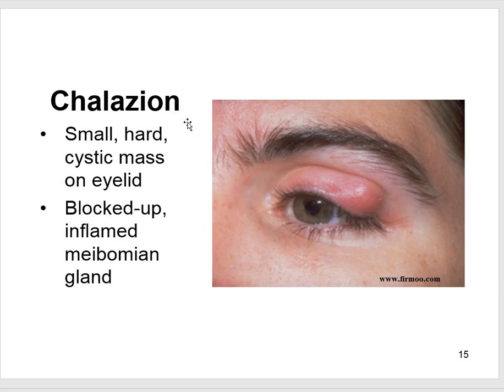And a chalazion, this is a small, hard, cystic mass on the eyelid. It's caused by a blocked up, inflamed meibomian gland. And these glands are located on the eyelids. They produce an oily secretion which slows evaporation of your tear flow.